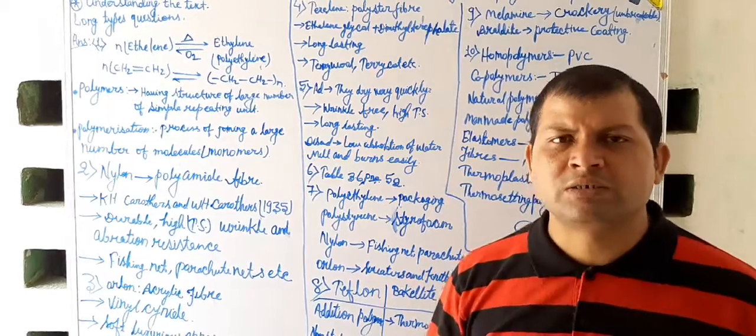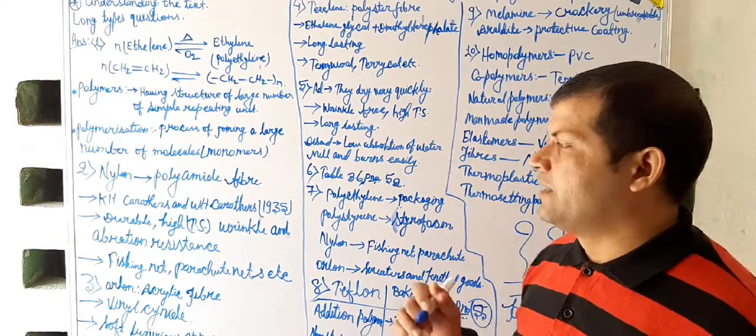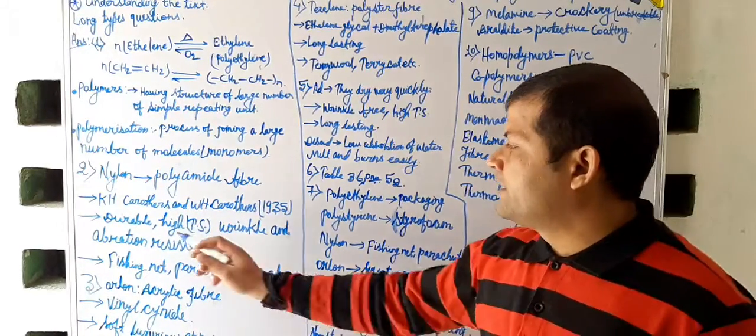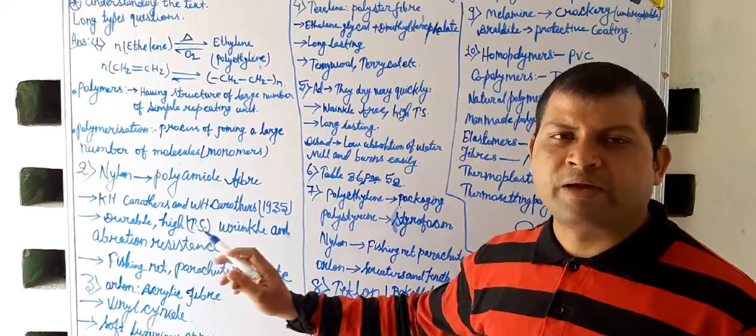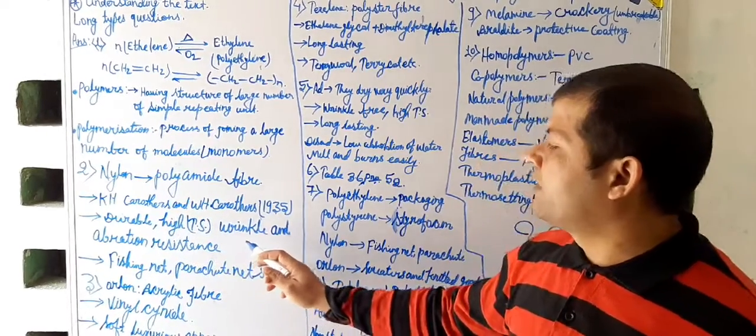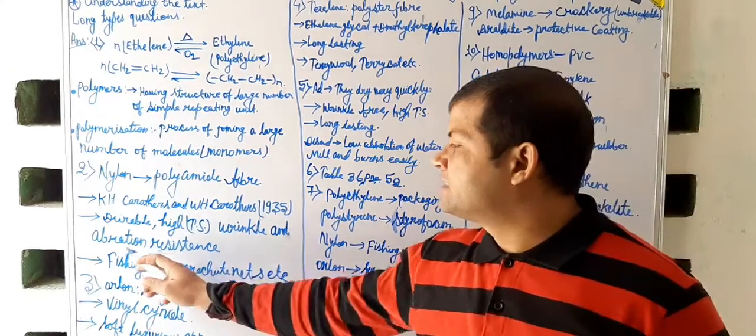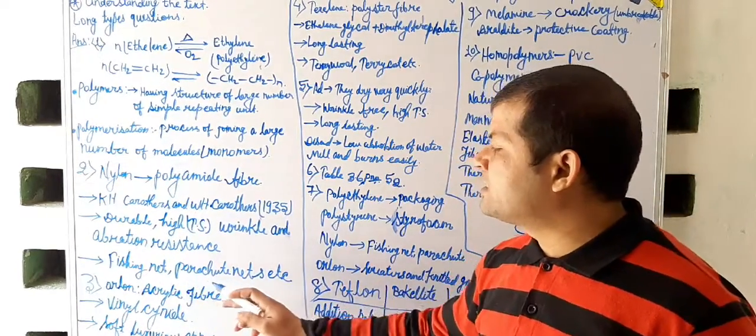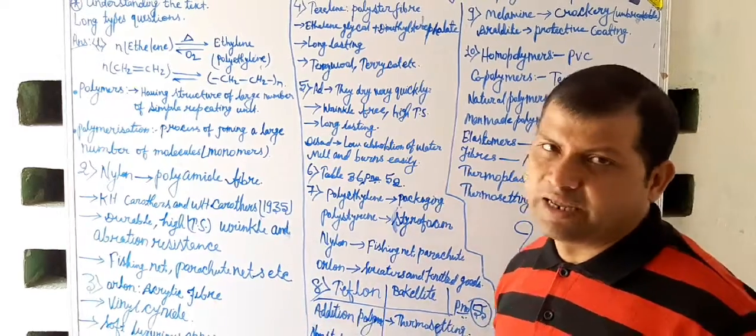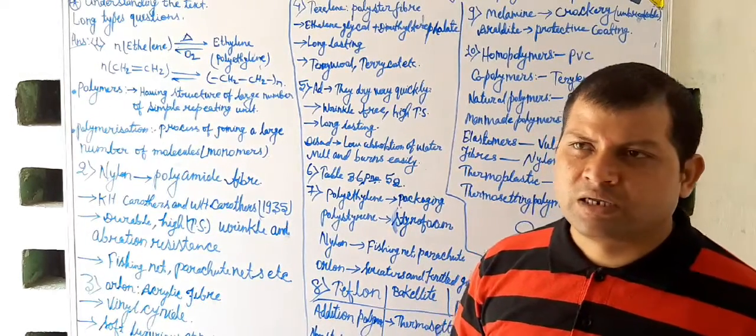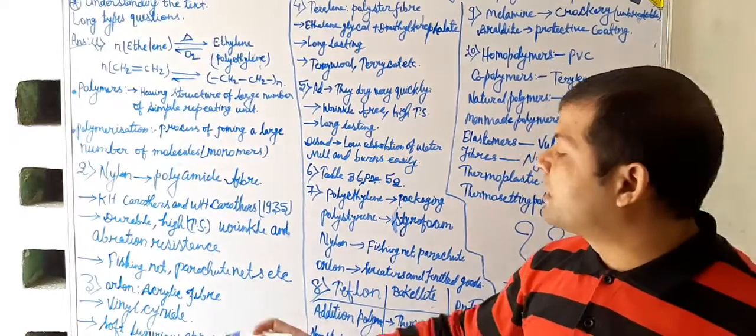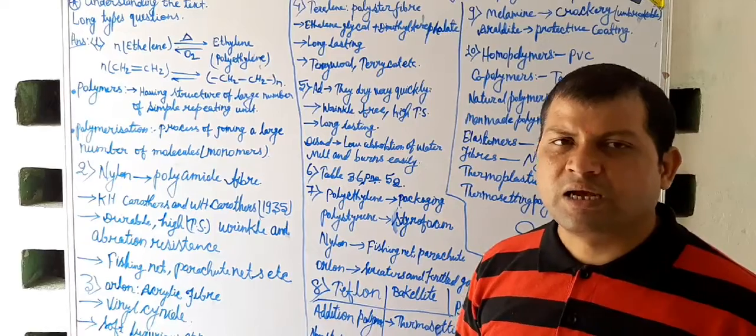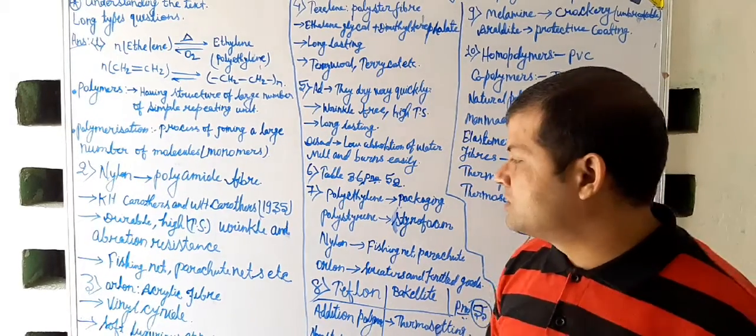W.H. Carothers, and its characteristics are that it is durable, having high tensile strength, and wrinkle and abrasion resistance. It is used for manufacturing parachutes, fishing nets and parachute nets. These are the main uses of nylon.